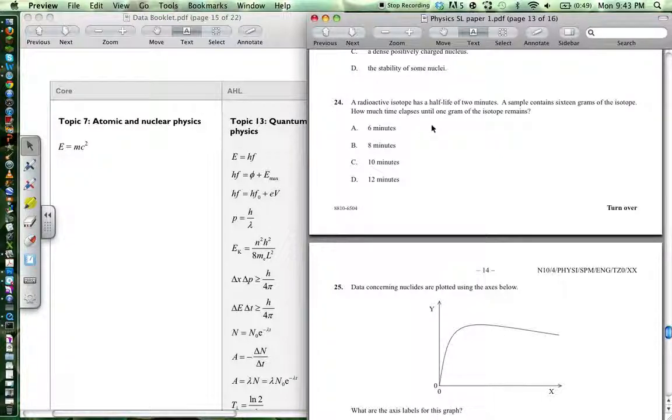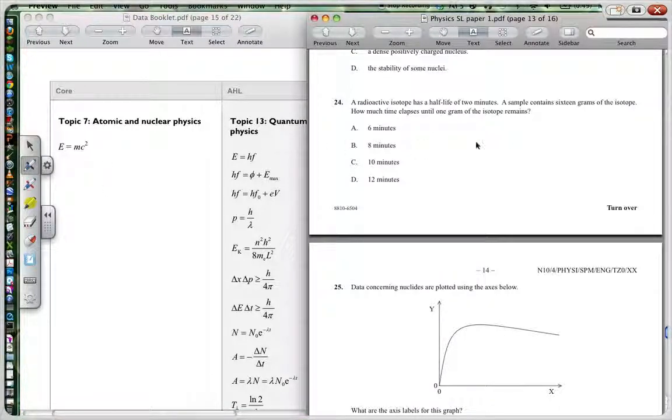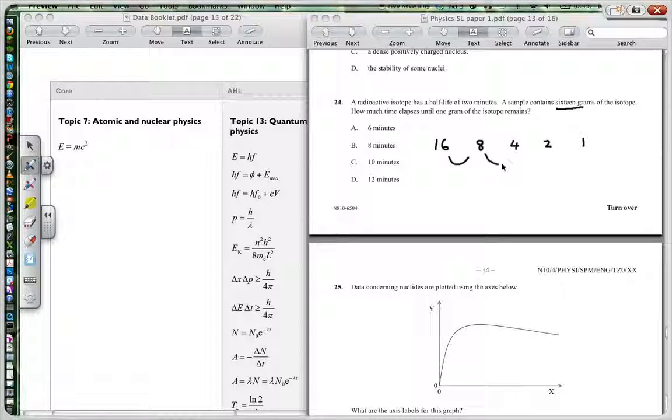So we have 24. A radioactive isotope has a half-life of 2 minutes. A sample contains 16 grams of the isotope. How much time elapses until 1 gram of the isotope remains? Alright, so 16 will go to 8, it will go to 4, it will go to 2, it will go to 1. So that's 2 minutes, 4 minutes, 6 minutes, 8 minutes. So it will be this one over here. Okay, pretty straightforward.